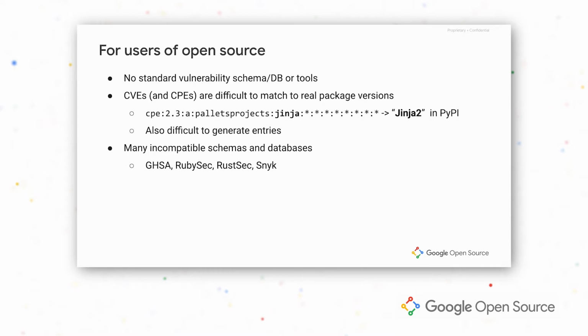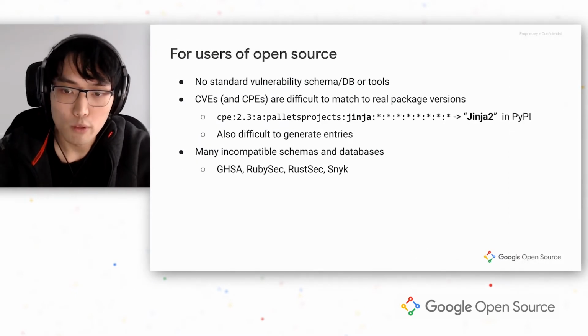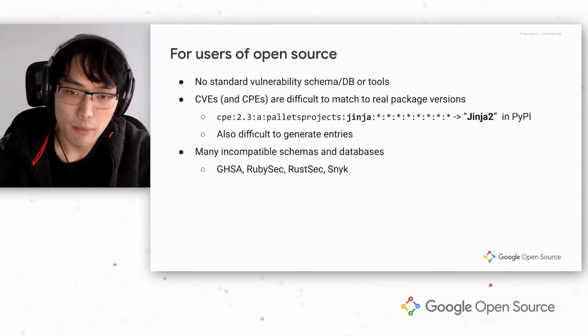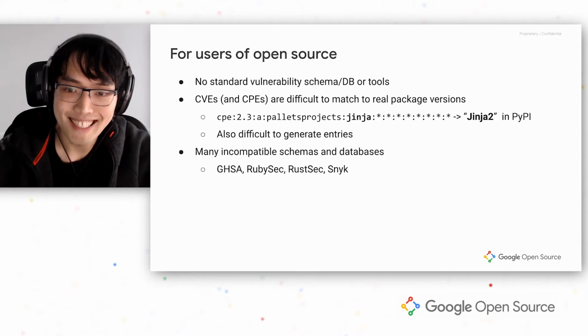CPEs are commonly used in CVE entries to identify a software and version, but they don't map well to real package names. An example here is the CPE for a Ginger 2 vulnerability. The CPE refers to Ginger without 2 in the name, but the actual package name in the Python package repository is Ginger 2. Other libraries with numbers in the name do end up having the number included in the CPE.